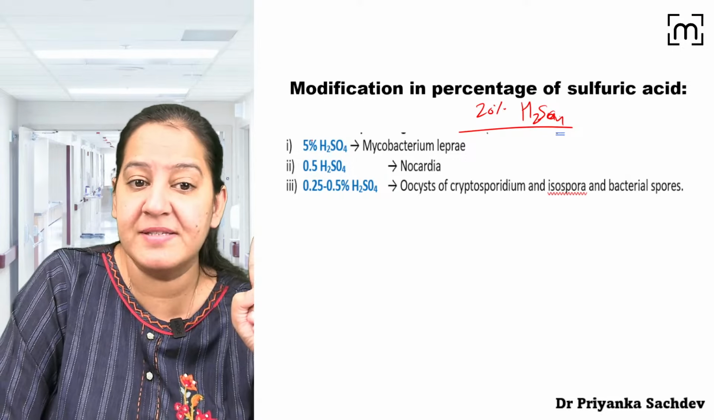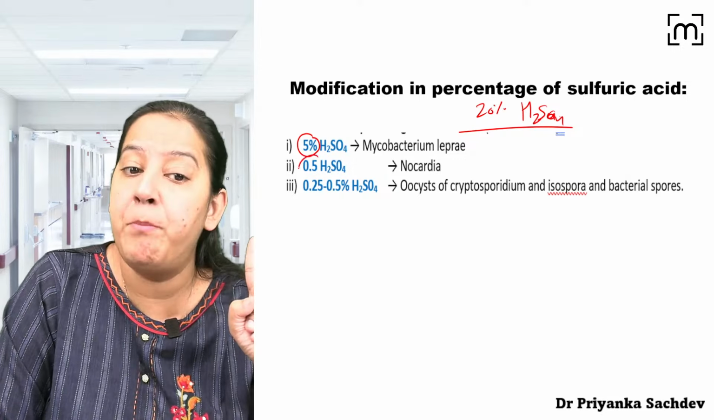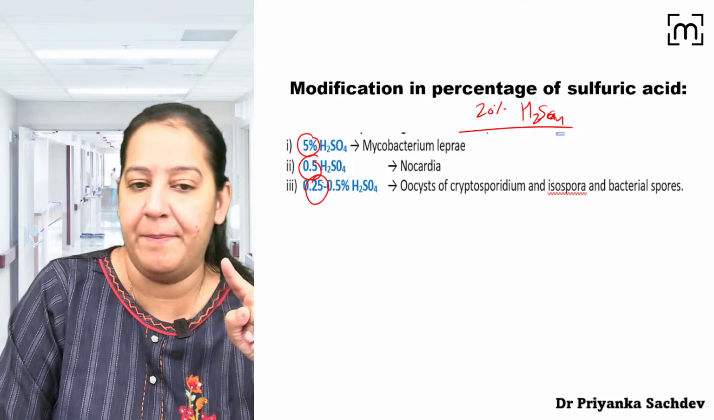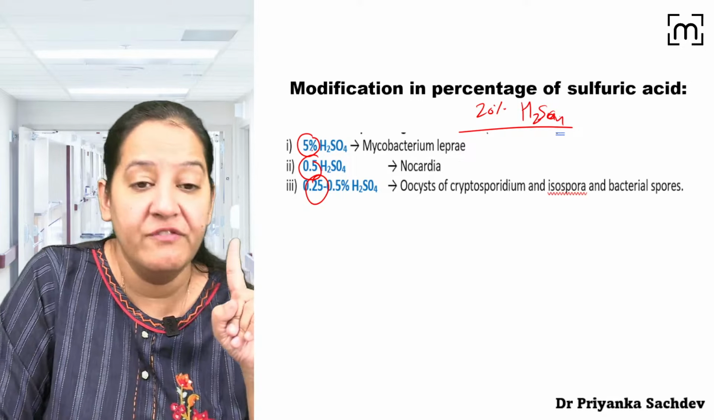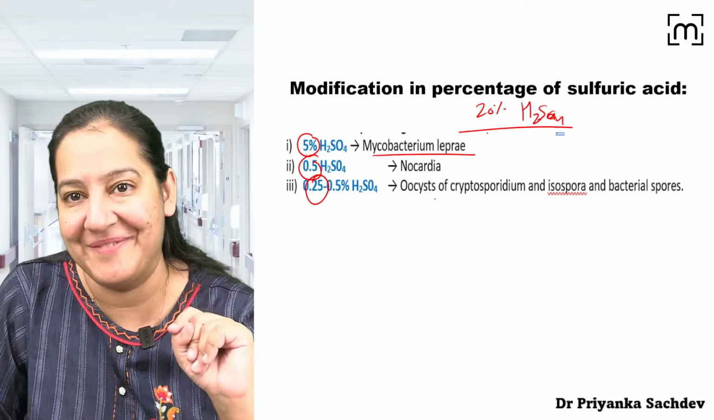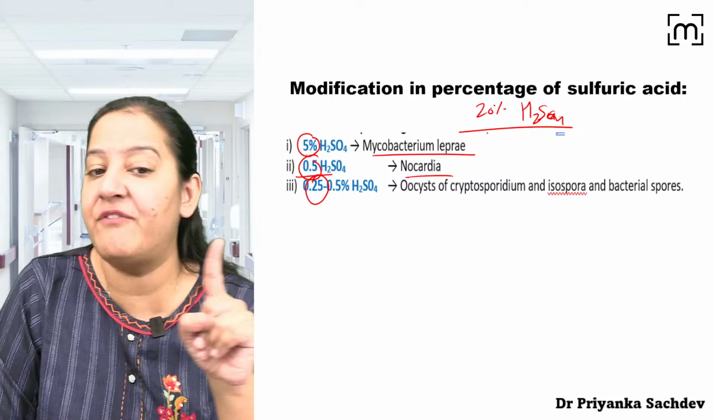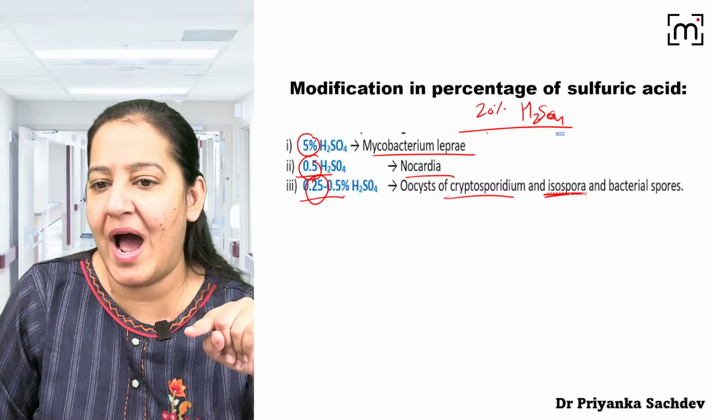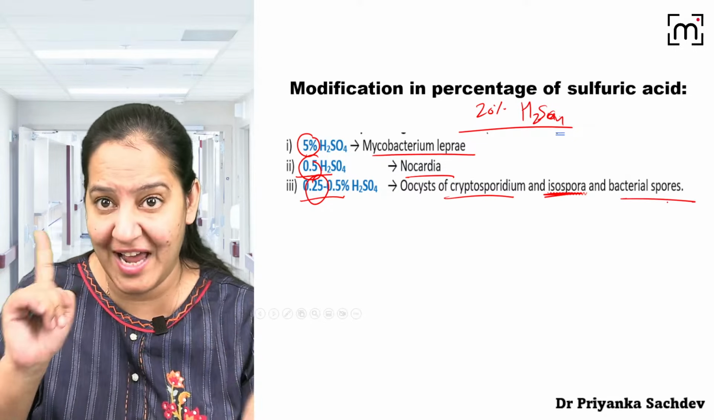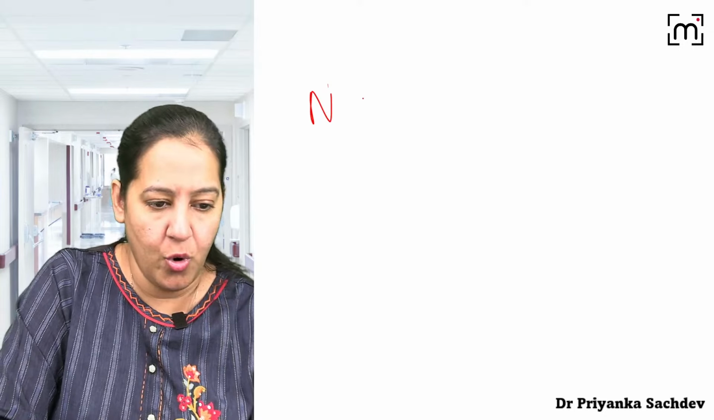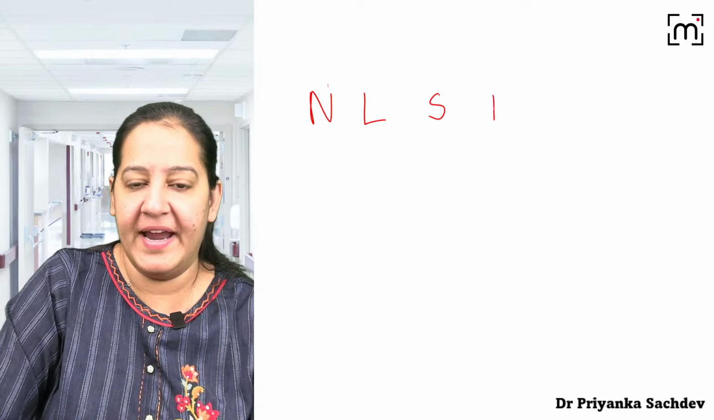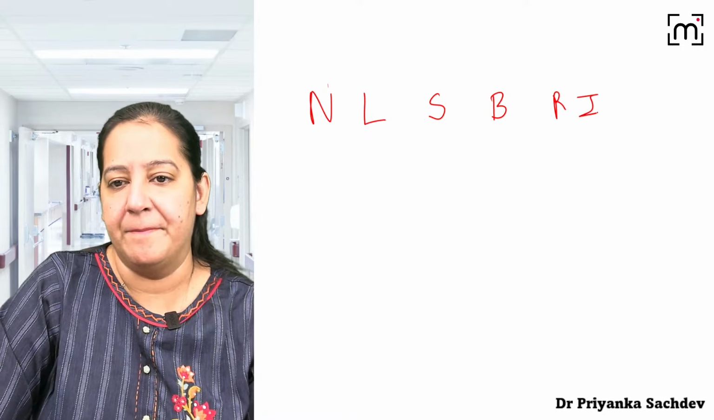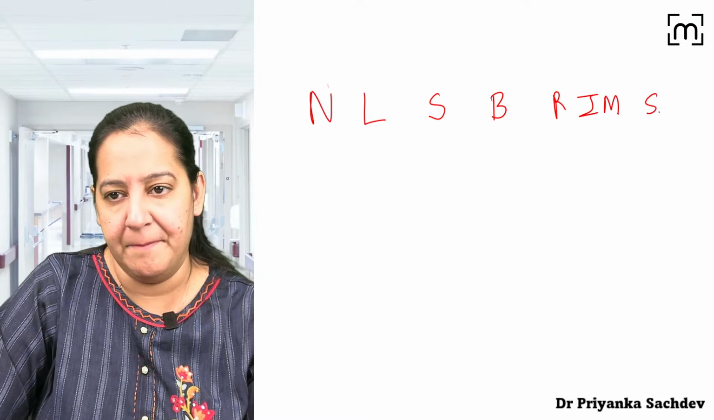But instead of 20%, we can use 5%, 0.5% and 0.25%. So learn the names of the bacteria. We use 5% for Mycobacterium leprae. We use 0.5% for Nocardia. And we use 0.25% for Cryptococcus, Isospora and bacterial spores. I'm repeating, you got my point? So write the mnemonic again: No longer separate booking, RIM, SIM card.